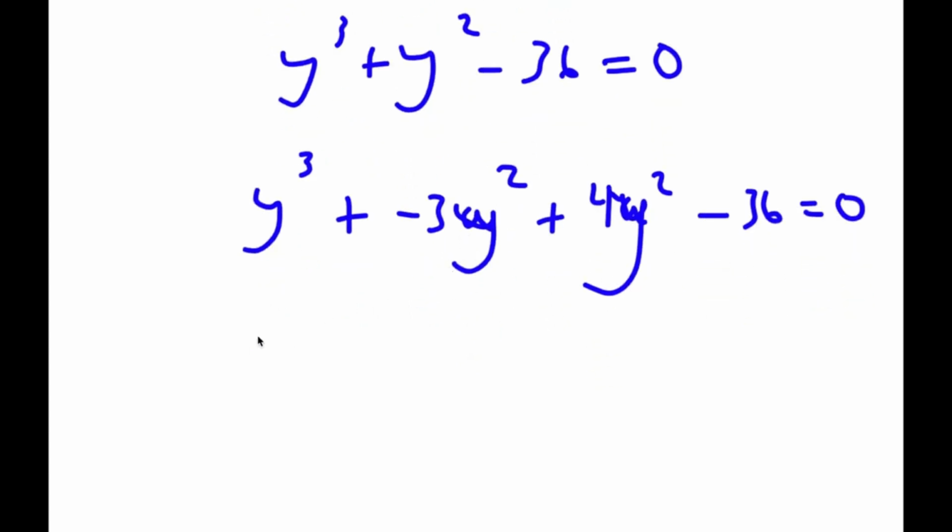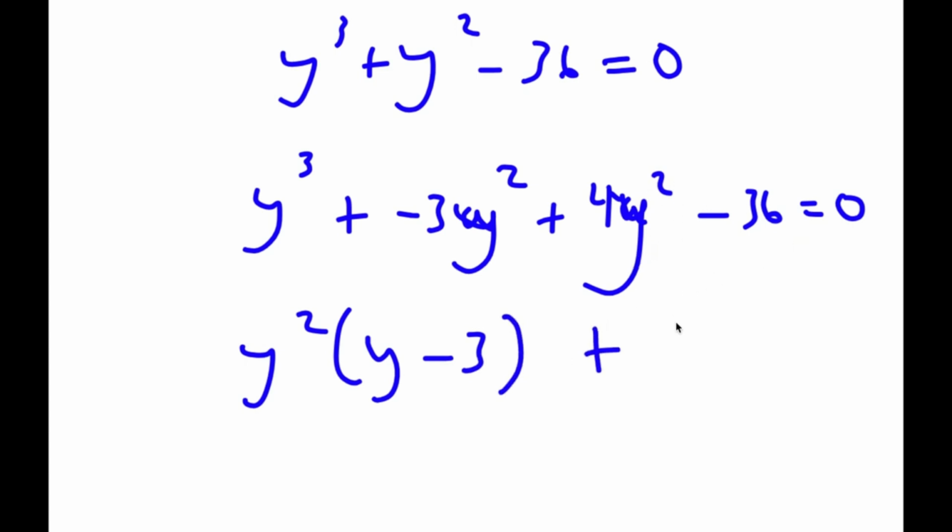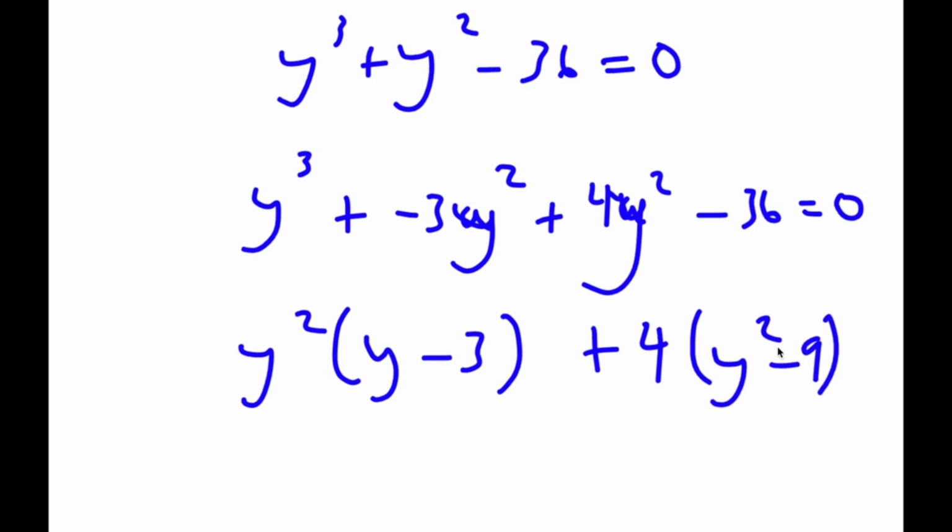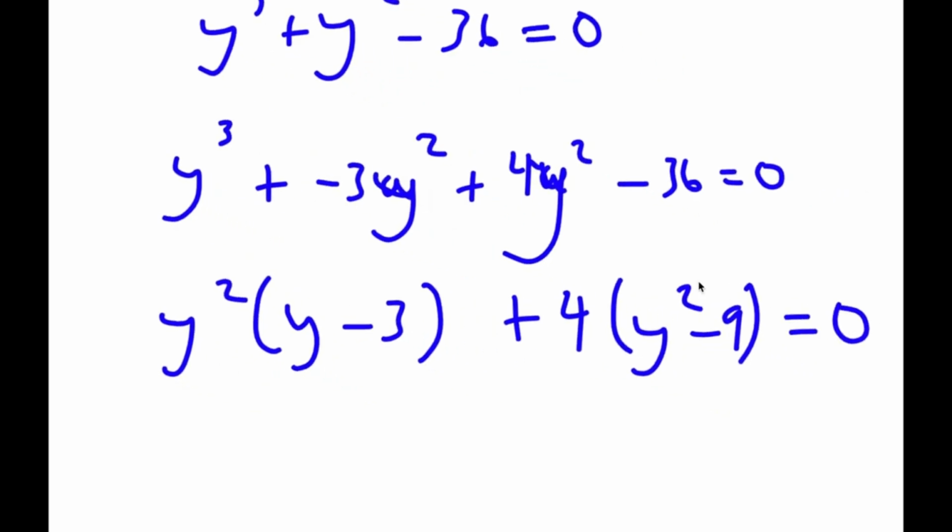And now from here, if I factor out y squared from y to the power of 3 plus negative 3y squared, I get y squared times y minus 3. And now if I factor out 4 from 4y squared minus 36, I get 4 times y squared minus 9. And now this is equal to 0.